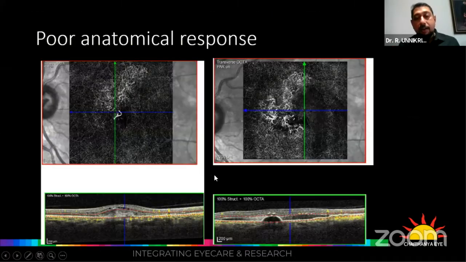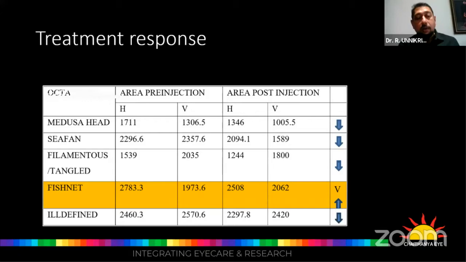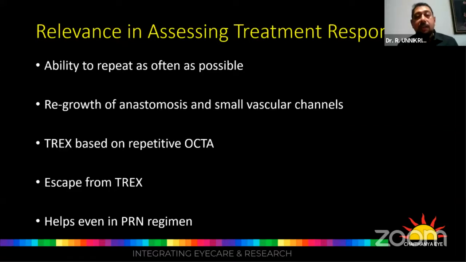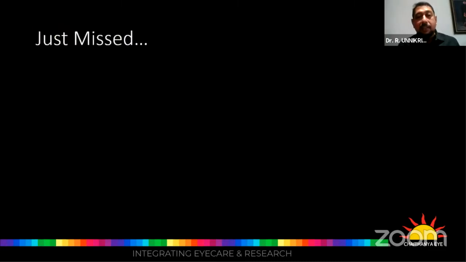So again, good anatomical response is when the filamentous things go. Poor anatomical response is when the whole network does not go away. And as you see, this is one of our studies where we looked at the fishnet patterns, and after anti-VEGF, it increased in size. So the relevance in treatment response is the ability to do an OCT angiography as often as you want to. Look for anastomotic channels, and you can base your treat and extend just on an OCTA just before your treat and extend policy, and you can see which patients escape from the treat and extend also.